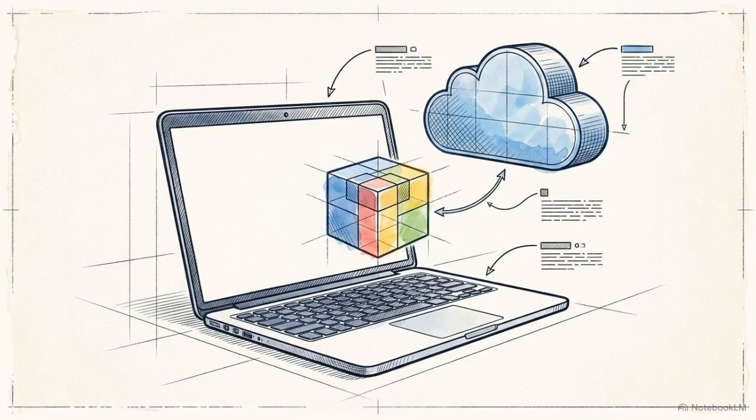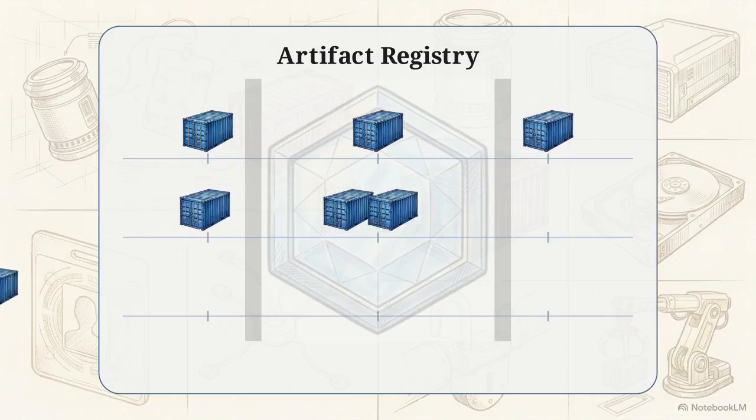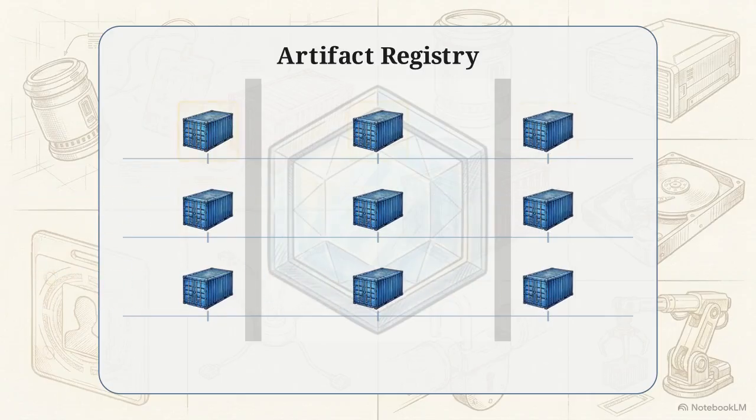The code is packaged locally. Now it must be pushed into the cloud deployment pipeline. Google Cloud uses Artifact Registry to handle this. It acts as a secure, private organizational repository built specifically to store Docker images.